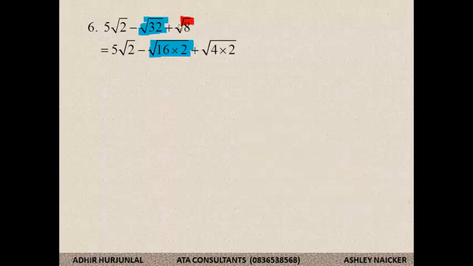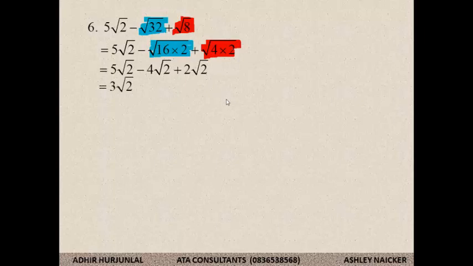the square root of 8 is the same as the square root of 4 times 2. 5 root 2 remains the same. The square root of 16 is 4 root 2. The square root of 4 times 2 is equal to 2 root 2. 5 minus 4 plus 2 is equal to 3 root 2. Correct. Example number 7. And this one I will not explain too much.